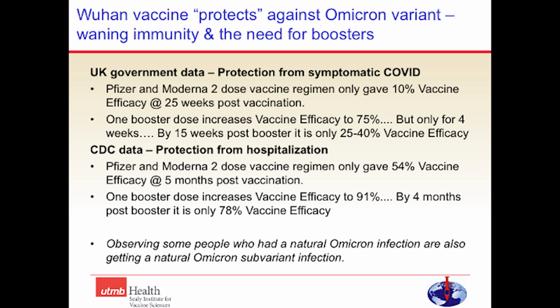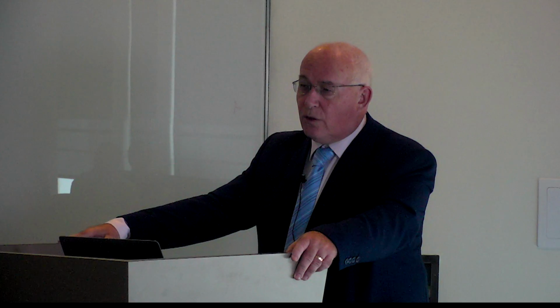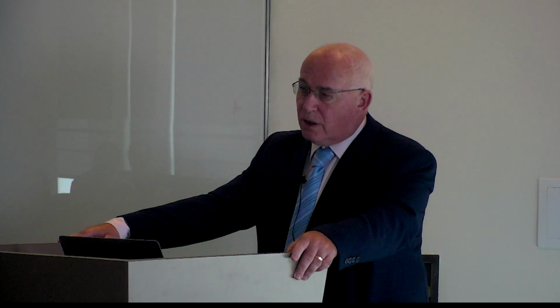If you look in the US at hospitalization, the primary series of Pfizer and Moderna only gave 54% vaccine efficacy at 5 months post-vaccination. The booster pushed it up to 91%, but by 4 months, we're already down to 78% vaccine efficacy. So it's not very good. The problem, I think, is more in the italic text at the bottom. People who had a natural Omicron infection at the start of 2022 are now having natural Omicron subvariant infections, suggesting that even if you had an immune response based on Omicron less than 6 months ago, you are not going to be protected against the subvariant. That really is a big problem as we move forward, if this proves to be correct.